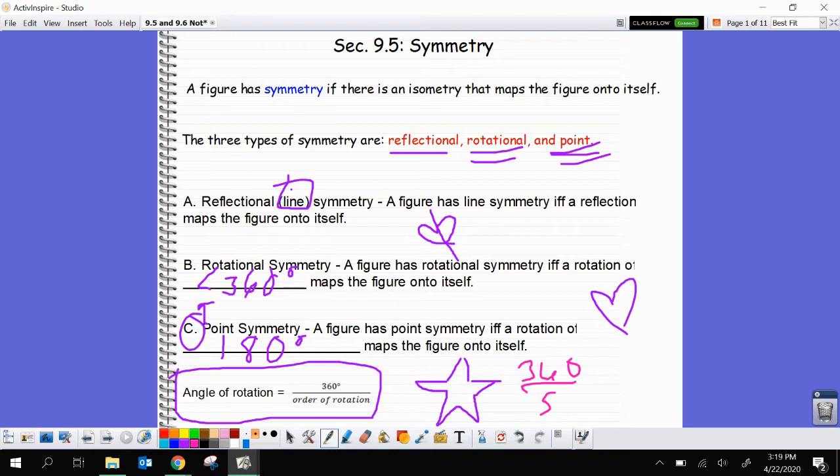Okay, so it just kind of depends how many points you have, but it has to be able to turn and look exactly like it does now. So if it can't turn 5 times and look exactly the same as it does now, then you wouldn't divide it by 5. And so we'll look at that.